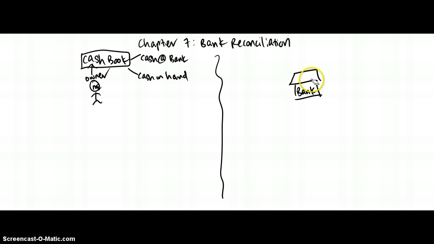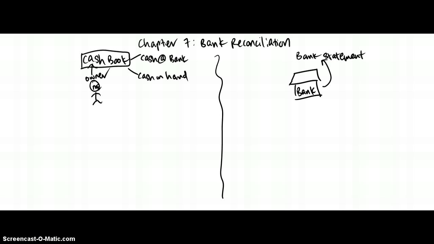Now in the bank, they also concurrently prepare a document for you, detailing all the transactions that have happened in the month. At the end of the month, they will issue you this source document called the bank statement. The bank statement is a source document prepared by the bank for you. Now you can see that there are two different kinds of information that we have here. We have the cash book, and then we have the bank statement.